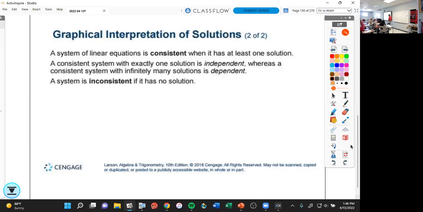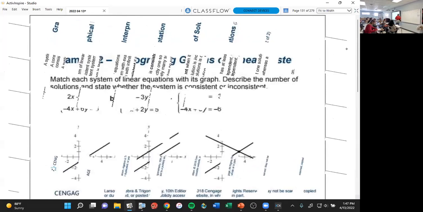Dependent and independent. If there is one solution, what are the two lines doing? Intersecting once. They're going their own way, right? Isn't that what independent means? Independent means you're going on your own. Dependent means you rely on something. So if you have two lines that lie on top of each other, that's a dependent system. Yay. 9-2 is pretty simple.